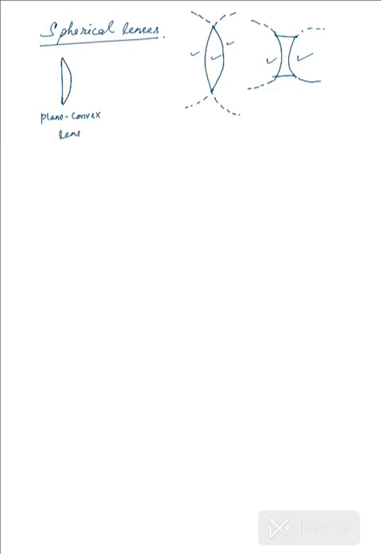Similarly, you can have another plane surface which is preceded or followed by a concave surface. It doesn't really matter whether it is preceded or succeeded by a concave surface. It is always named plano-concave, and this is always named plano-convex, whether or not it is preceded or succeeded by a convex surface. The reason I'll tell you shortly.